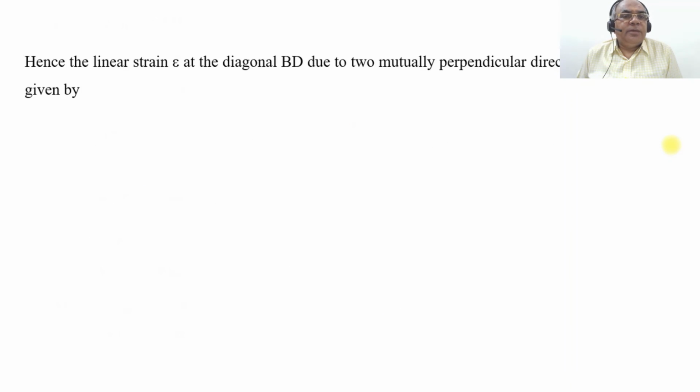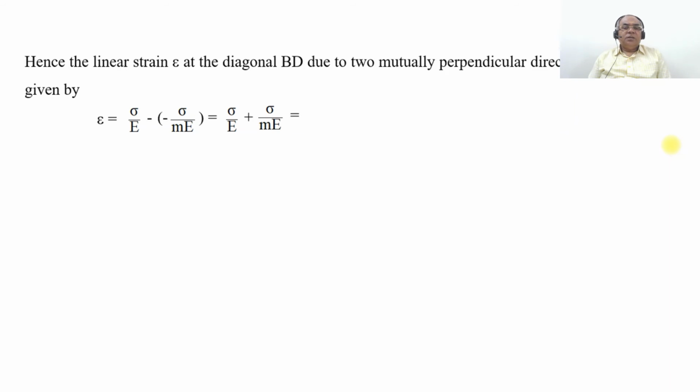So this is how you will be able to get the linear strain epsilon in the diagonal BD due to two mutually perpendicular directions, given by epsilon equal to sigma by E minus sigma by m into E on the two-dimensional plane. We are not talking about three dimensions, so epsilon z will be equal to 0. So sigma by E minus sigma by m into E, so sigma by E plus sigma by m into E.